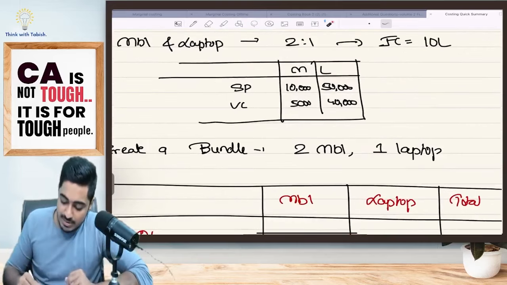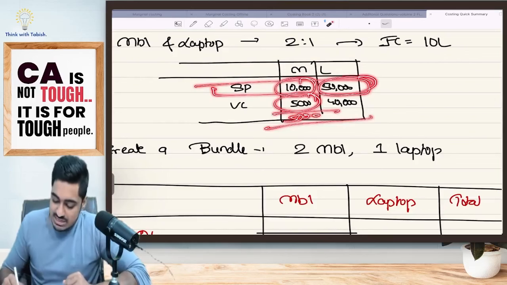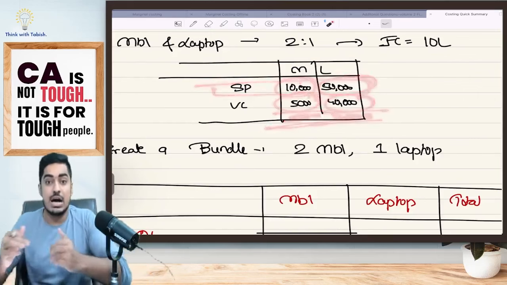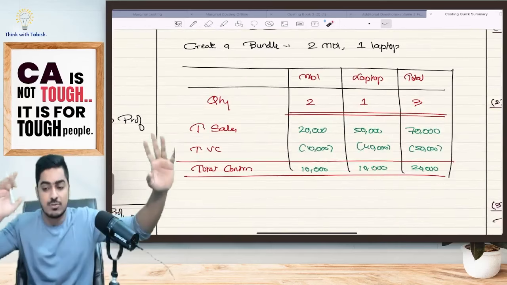Great. So mobile, laptop details are given. Yes, every item. Mobile I'm selling at 10,000 rupees. Variable cost is 5,000. Contribution is 5,000. Laptop 50,000 selling price, 40,000 variable cost, 10,000 contribution. Okay. Now see how we are going to do the calculation. Pay attention. In a very simple way, even without knowing any of the formulas, we will get the answer.